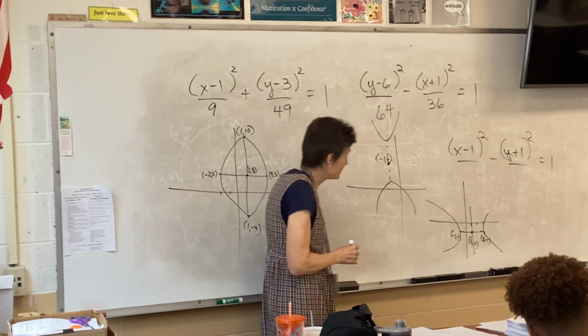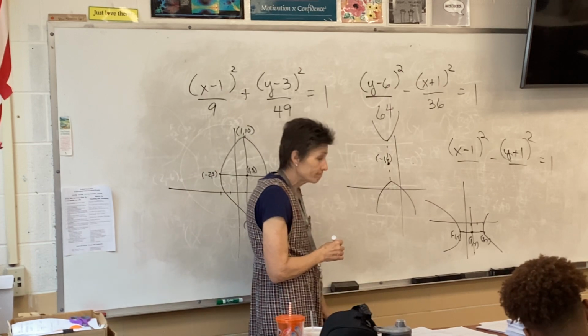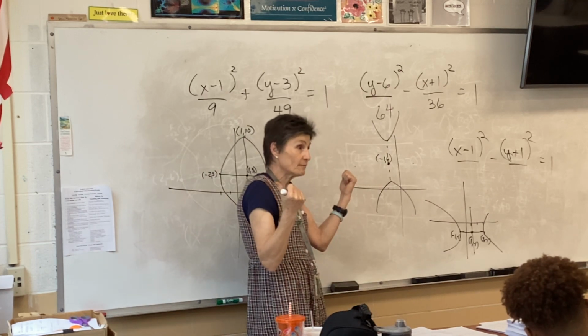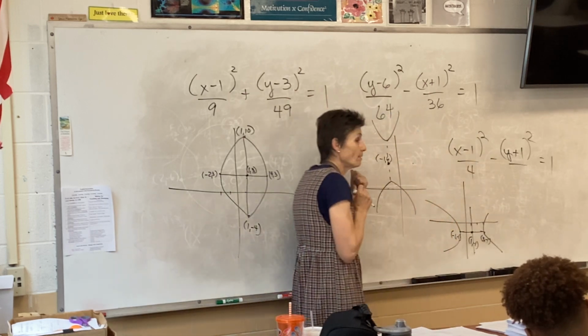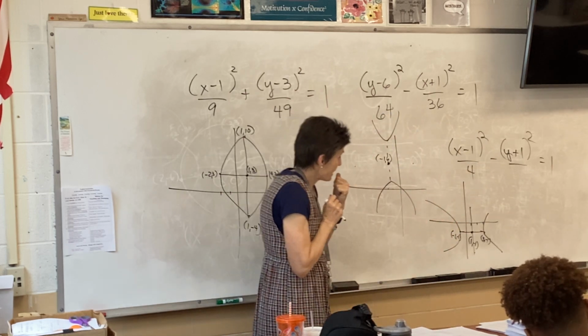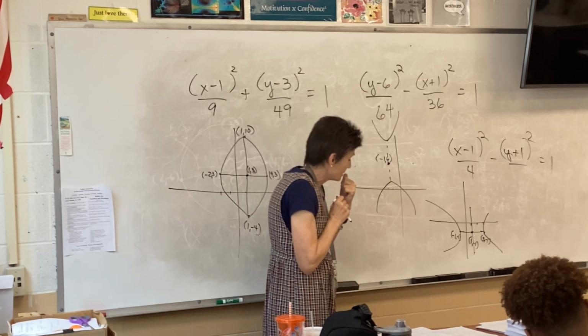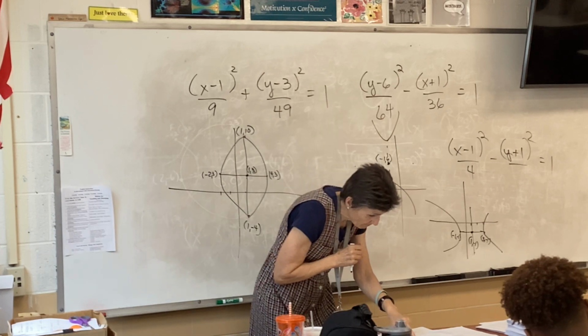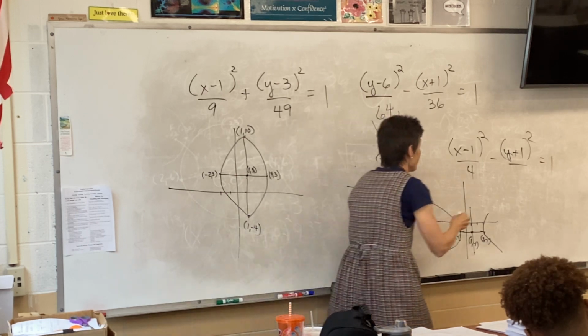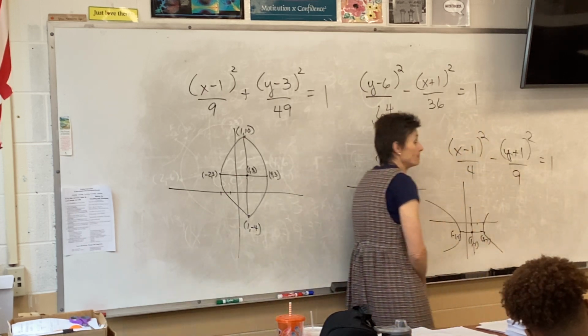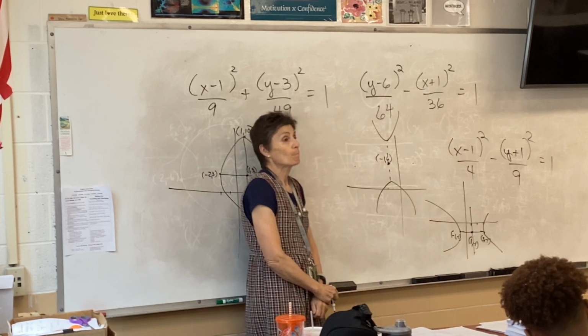Okay, what else do we know? We went 2 left and right, so this is a 4. And we went, I didn't write down those points, 3. But we went 3 up and down, so this number is a 9. Perfect.